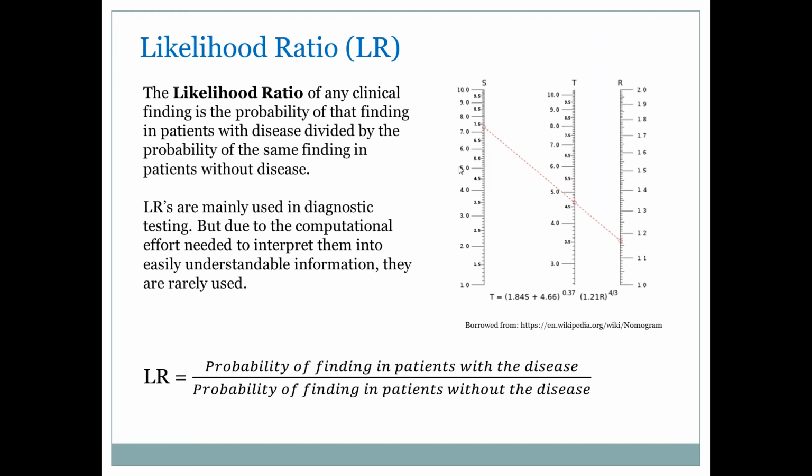So the likelihood ratio of any clinical finding is going to be the probability of that finding in patients with the disease divided by the probability of that same finding in patients without the disease. Okay, so here's our formula. On the numerator is the probability of the finding in patients who have the disease. And here's the probability of the finding in patients without it. And it's a simple little ratio.